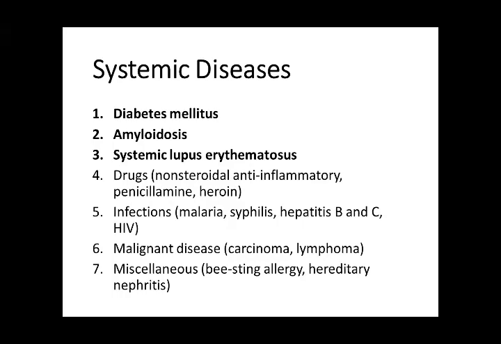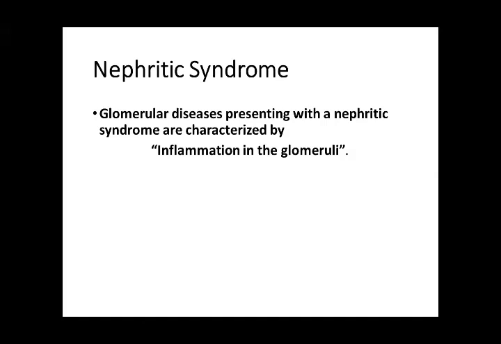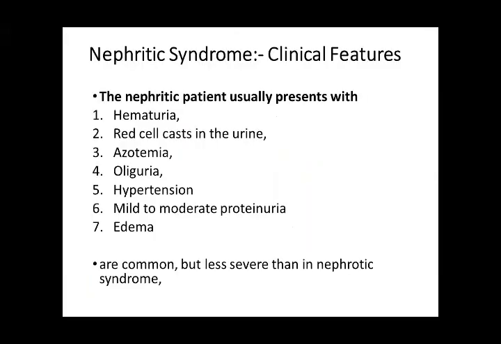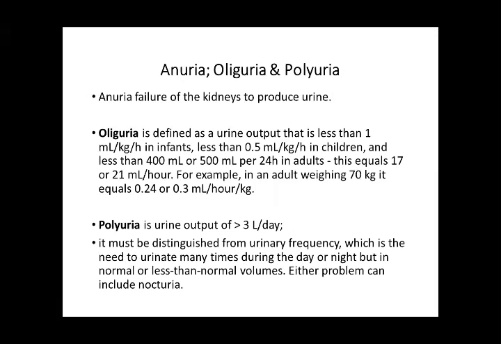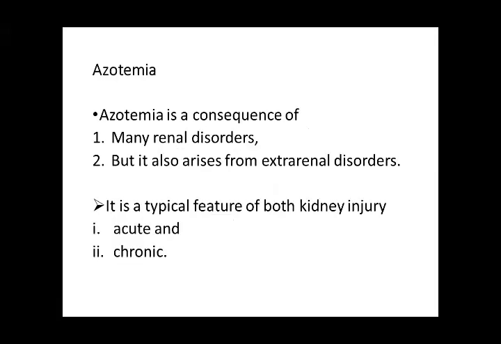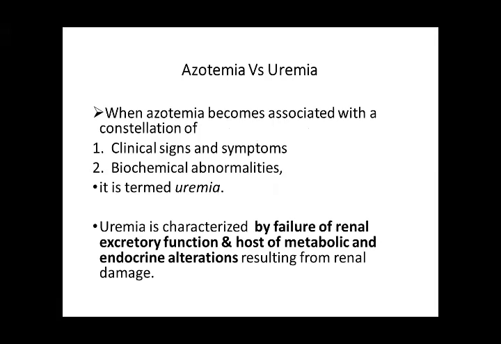So then we talked about nephritic syndrome. Nephritic syndrome is inflammation of the glomeruli, and because of inflammation of the glomeruli, we have 5 other features: oliguria, hematuria, azotemia, hypertension, and edema. We talked about the oliguria, we defined oliguria and anuria, and we talked about differences between azotemia and uremia.